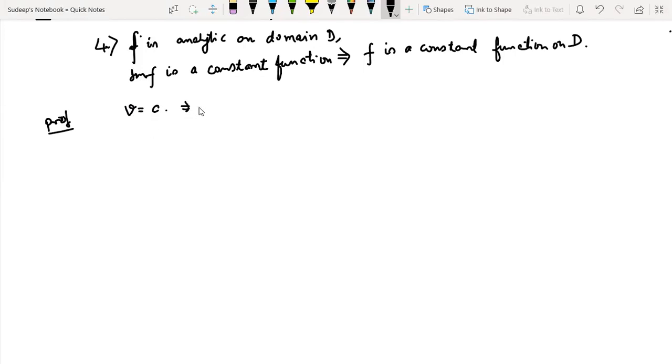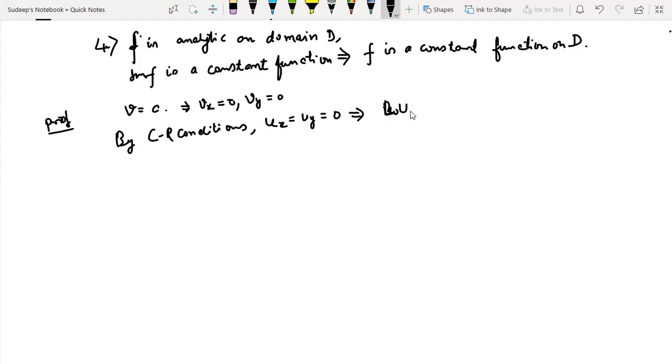It implies that vx must be equal to 0 and vy must be equal to 0. So by Cauchy-Riemann conditions, it is well understood that ux must be equal to 0 and uy must also be equal to 0. So it implies that both u and v are constants. And if both u and v are constant, it implies what? It implies that f(z) must be a constant function.